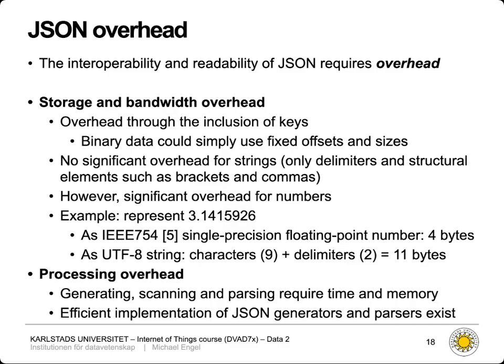For strings we want to send, there is no significant overhead, because the only overhead is the delimiters, the double quotes we have to send along, and the structural elements. So these are relatively low overhead compared to long strings, but there can be a significant overhead if you just want to send numbers. An example is if you want to represent the value of pi with about 7 significant digits after the decimal point. There's a standard for floating point number representation called IEEE 754. This would imply that a single precision floating point number, which can have up to 7 significant digits, takes up 4 bytes.